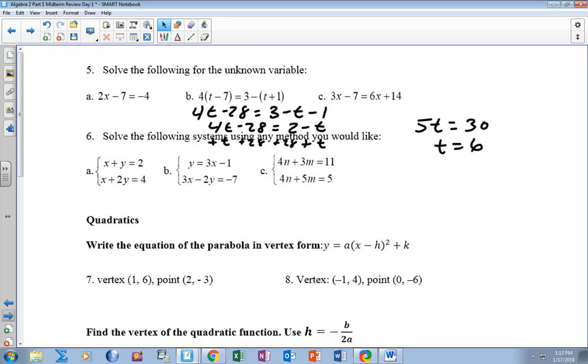So did you get 6 for the second one? If you did not get 6 for B, then you probably did this part wrong. So make sure you make a note on your review that if you have a negative outside of a parenthesis, you just distribute the negative, not the number 2, okay? Because that says 3 minus that whole factor, okay?